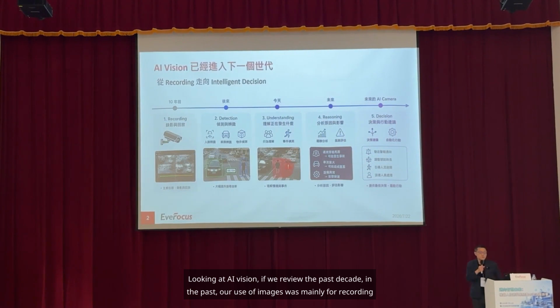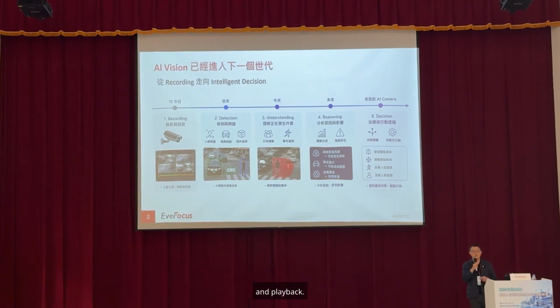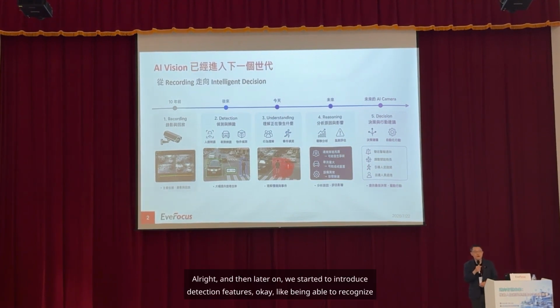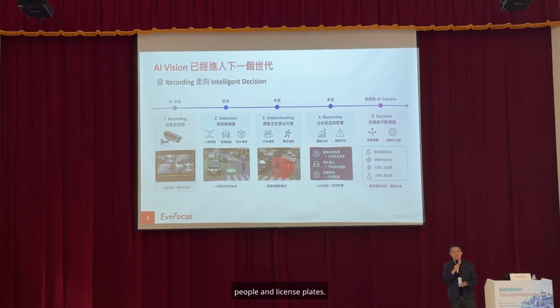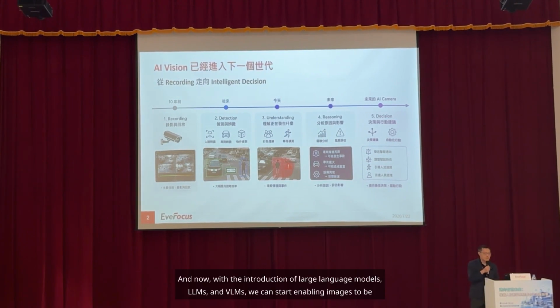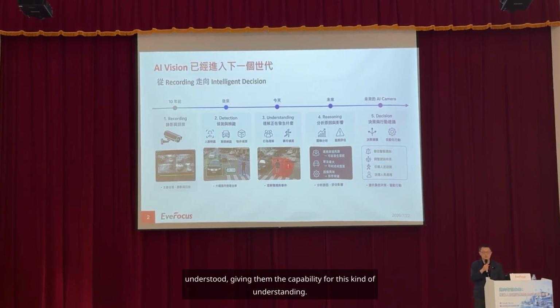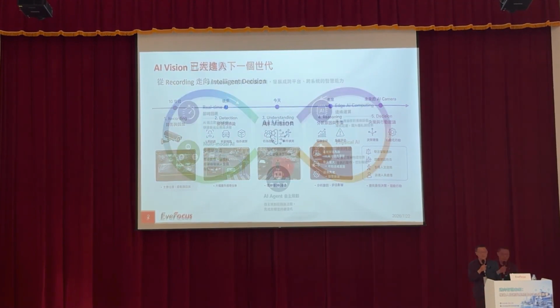Looking at AI vision, if we review the past decade, in the past, our use of images was mainly for recording and playback. And then later on, we started to introduce detection features, like being able to recognize people and license plates. And now, with the introduction of large language models, LLMs and VLMs, we can start enabling images to be understood, giving them the capability for this kind of understanding.